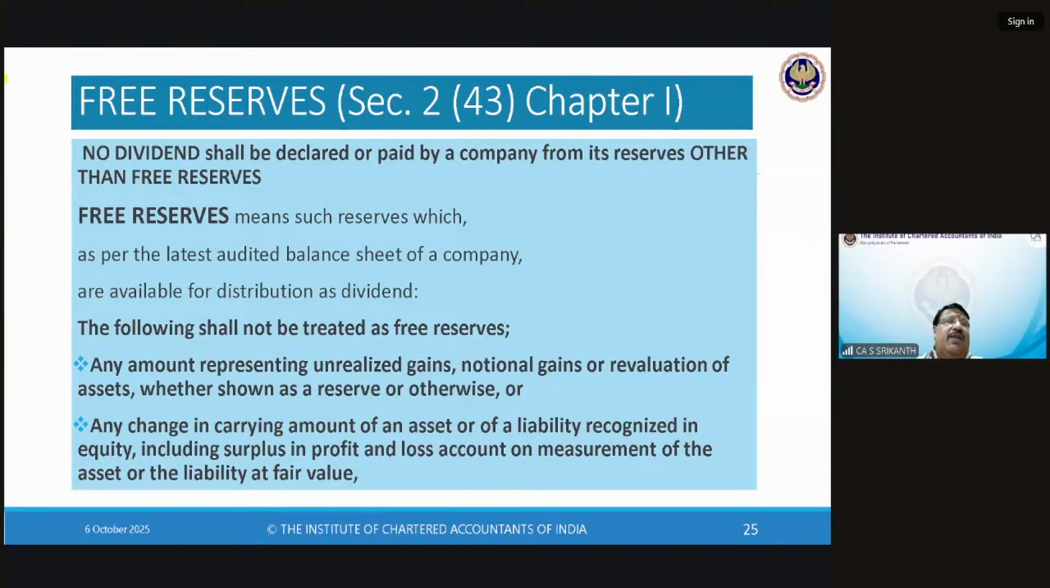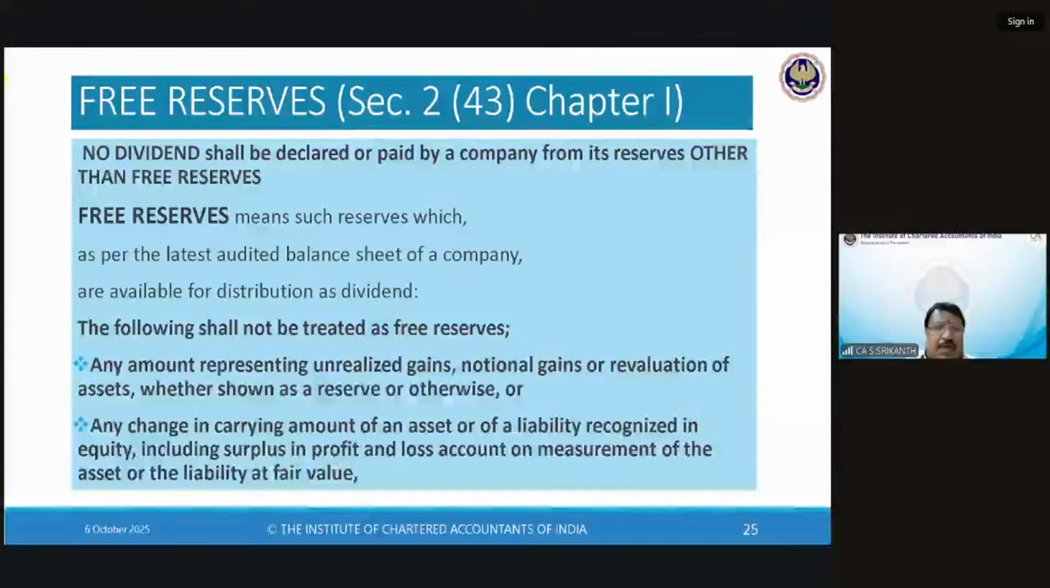The following shall not be treated as free reserves. You are aware of that. Any amount representing unrealized gain, notional gain, revaluation, etc. Also, any change in carrying amount of an asset or liability, which is based on measurement of the asset or liability at fair value. Sometimes you will find there is a compulsory measurement of asset or liability at fair value. It's a very peculiarly IFRS India concept. When they do that, the books will show a certain value, but that will be only notional. That won't be real. To that extent, you have to remove the amount.